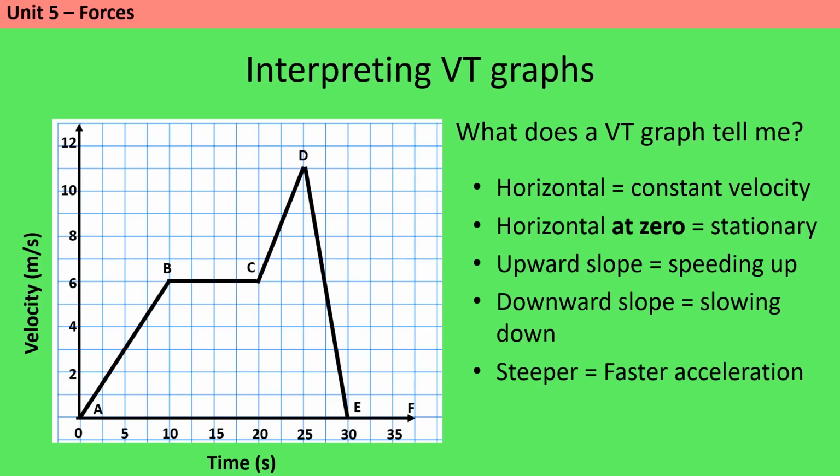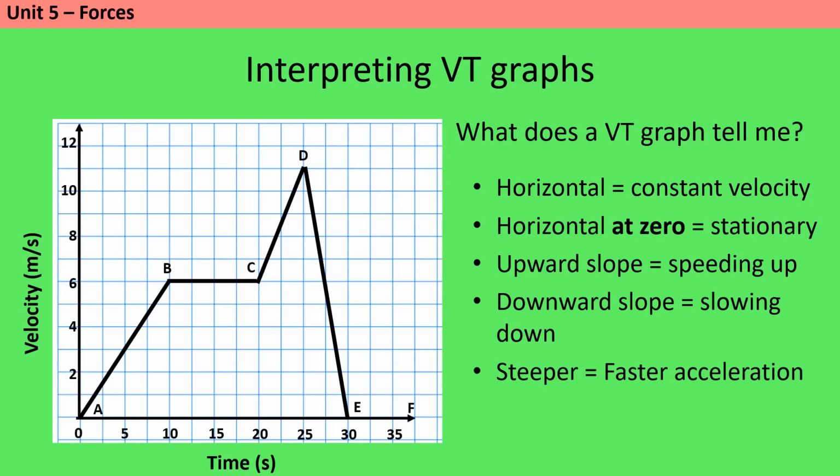So now I can say that the horizontal portion of a VT graph tells me that an object is moving at a constant velocity. If I wanted to show an object that was stationary, not only would that line need to be horizontal, but it would also need to be at velocity is 0. So in other words, it would have to be going along the x-axis.